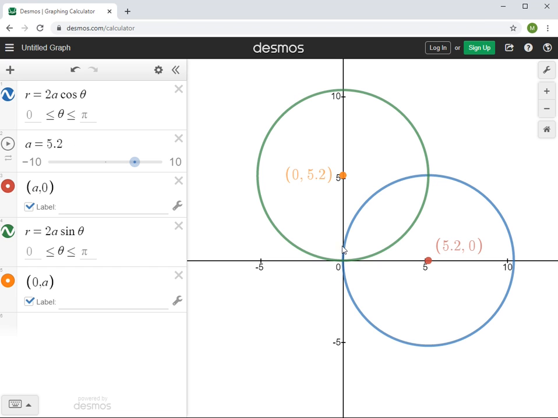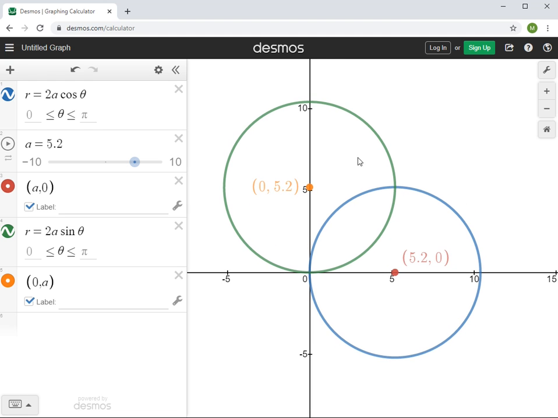So this phenomenon of replacing cosine with sine and seeing this rotation is more general than just when looking at these circle equations. So if you take any polar equation that involves cosines and you just swap them out for sines, that's just going to in turn rotate your curve 90 degrees counterclockwise.